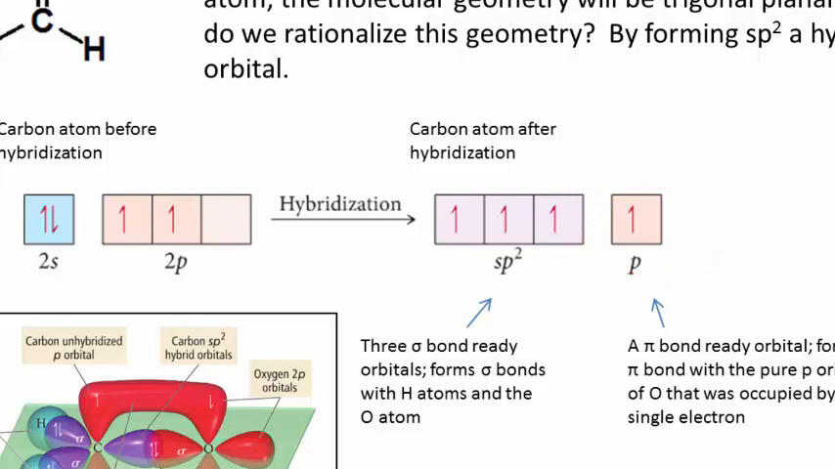Okay, and as we said before, the single electrons in each of the sp2 hybrid orbitals are sigma bond ready. They can form sigma bonds to other atoms. In the case of formaldehyde, they form sigma bonds to 2 hydrogen atoms and to 1 oxygen atom. But also, there's an electron in that leftover unhybridized pure p orbital. It is now ready to form a pi bond with another atom that also has a single electron in a p orbital. And that happens to be the case for oxygen.